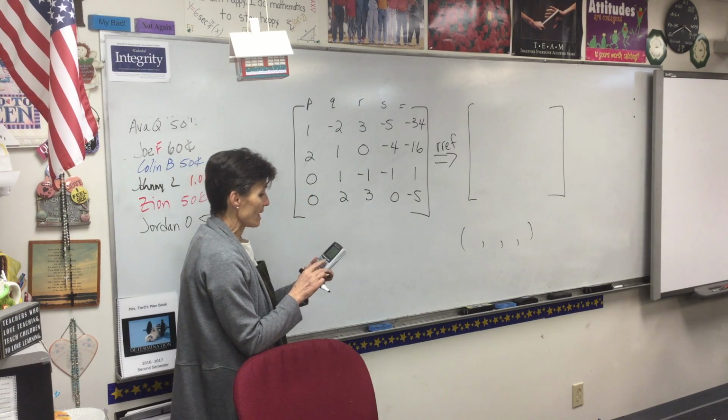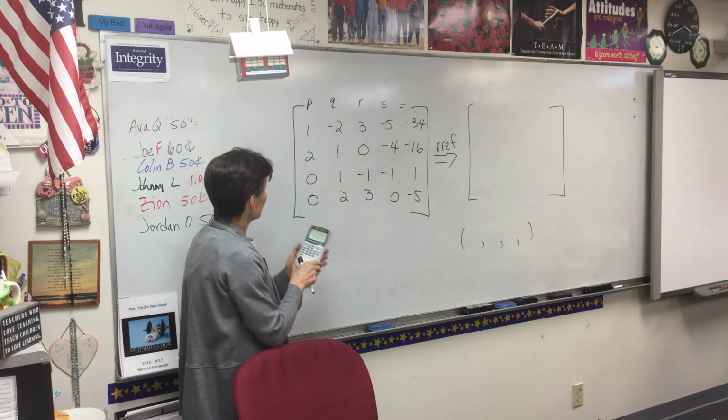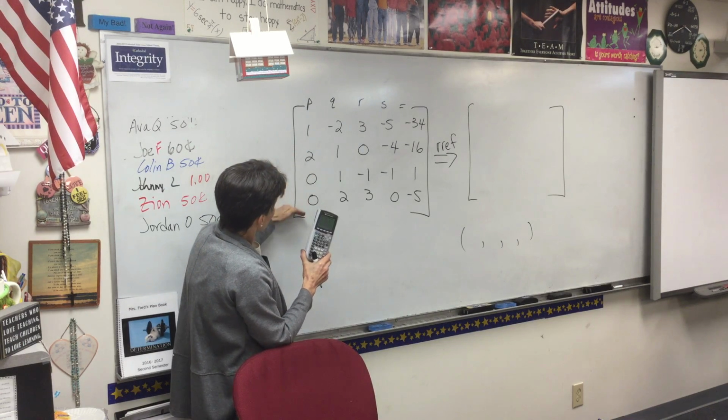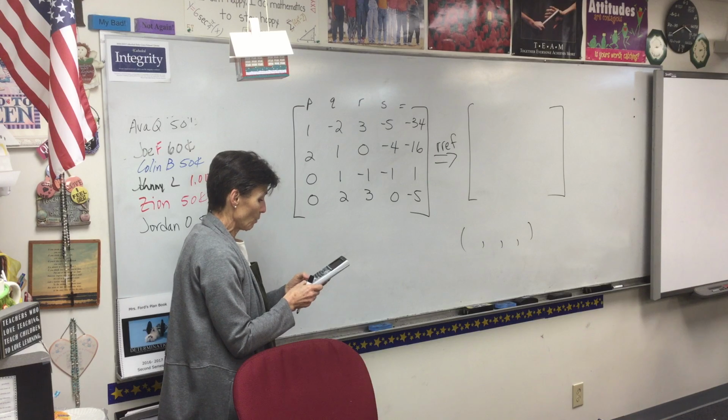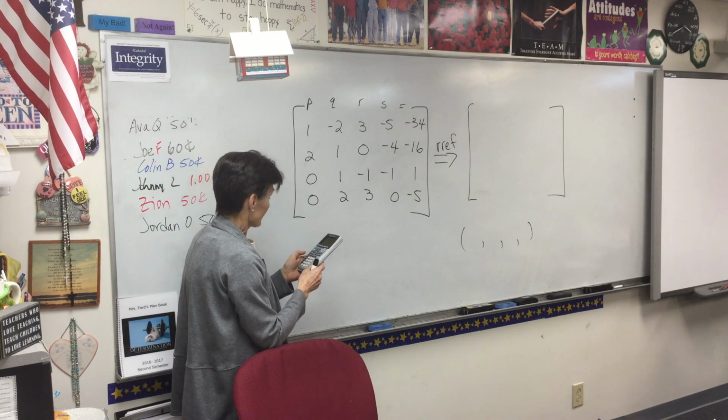Second matrix, edit. How big is this guy? 4 by 5. So we got to put in 4, enter, 5, enter.